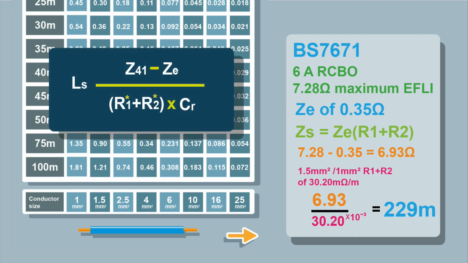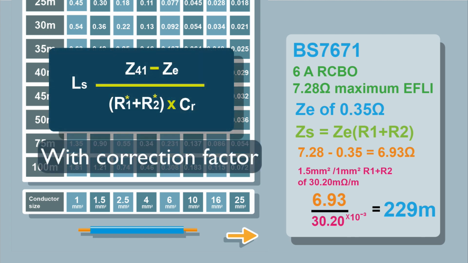That's the values of BS 7671. Interesting thing, if you look at the on-site guide and use their values, it will give you a maximum length of 182 meters. And the reason for the difference is temperature. We're going to get onto this shortly.